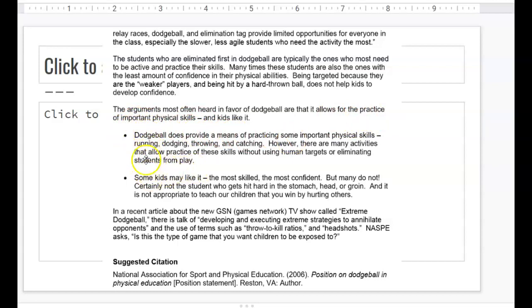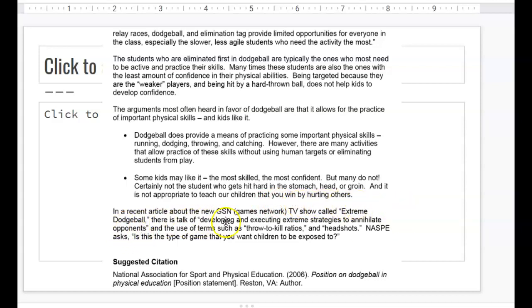And then they have a counterclaim. This is why some people might say that dodgeball's good, but they say dodgeball does provide a means of practicing some important physical skills: running, dodging, throwing, and catching. However, there are many activities that allow practice of these skills without using human targets or eliminating students from play. Some kids may like it, the most skilled, the most confident, but many do not! Certainly not the student who gets hit hard in the stomach, head, or groin. And it is not appropriate to teach our children that you win by hurting others.